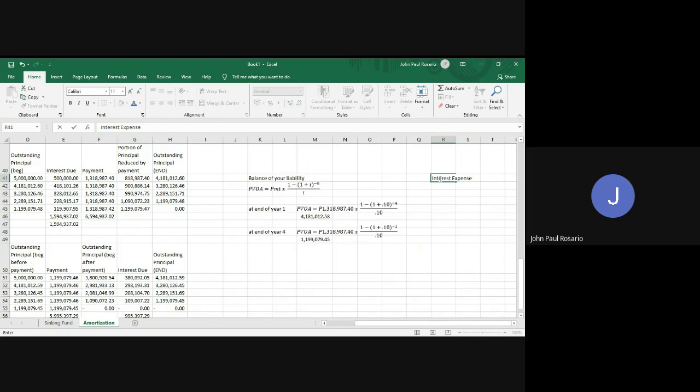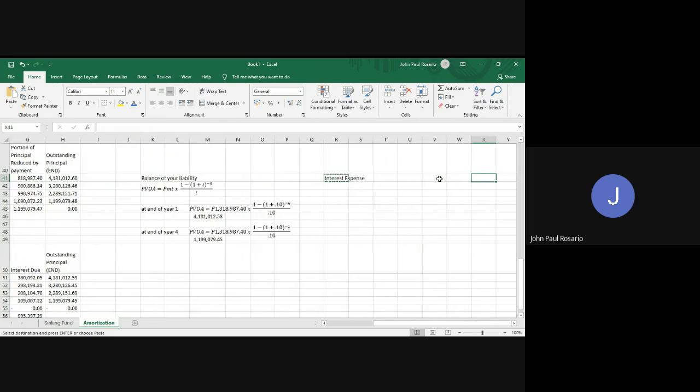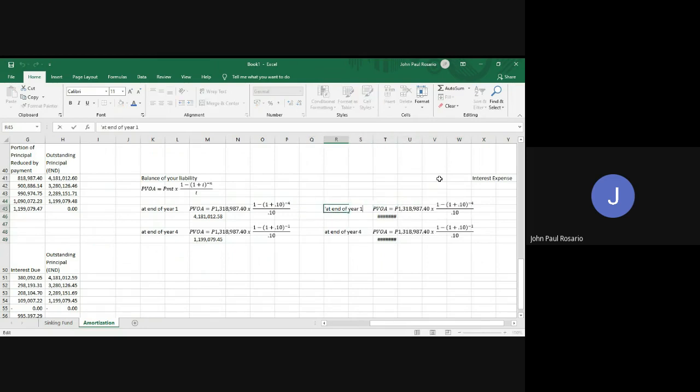Interest expense, no? So kung interest expense naman, for example, interest expense, kompletuhon na lang sa ato ang balance of liability 1, 2, 3, 4 para mas paspas. Okay, this is at the end of year 2. This is year 3.